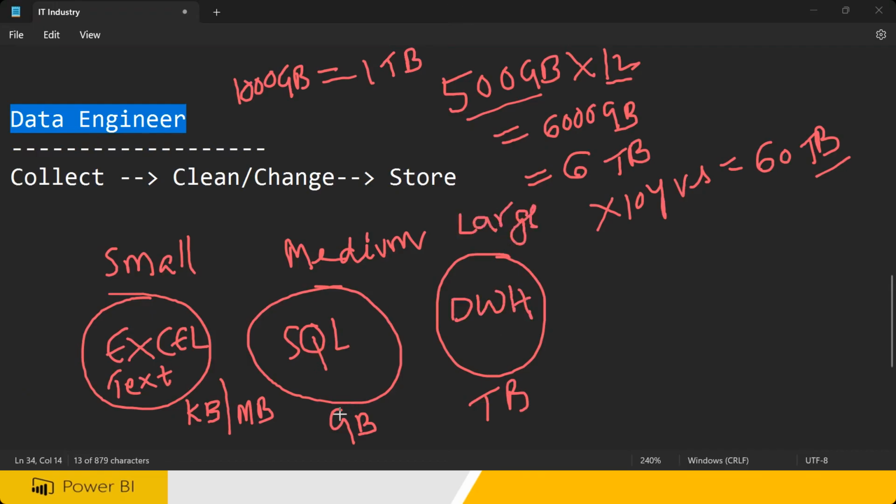Clear? So large amount of data means terabytes of data. How is the IT industry going to be using a data warehouse? What is a data warehouse? I'll talk about it in tomorrow's class. So this is what you need to know.